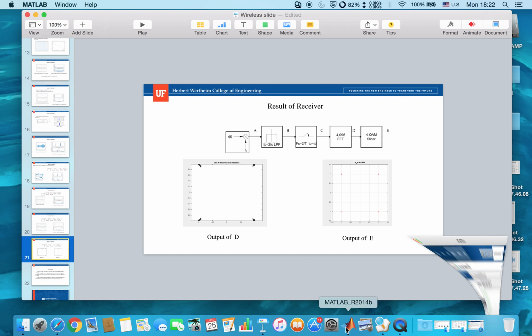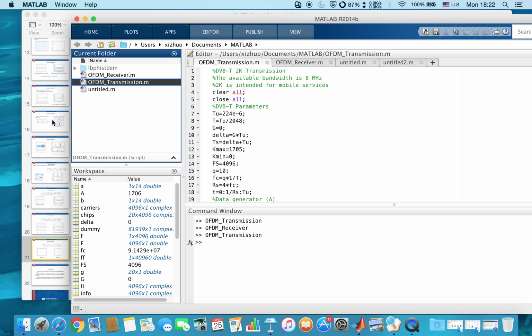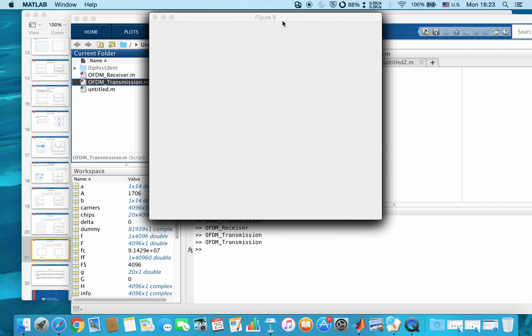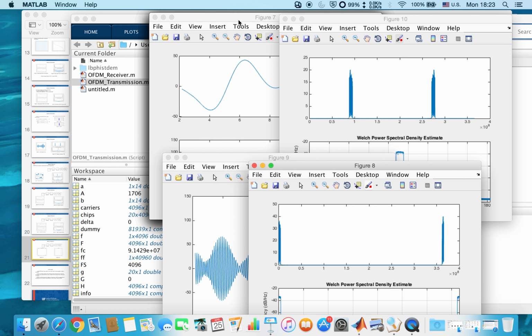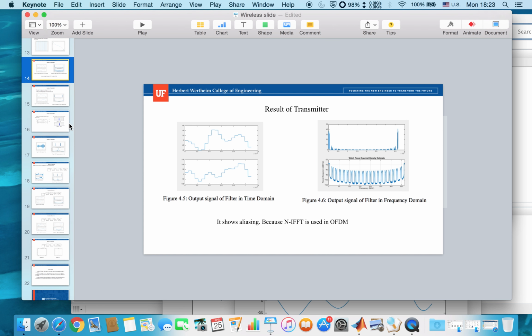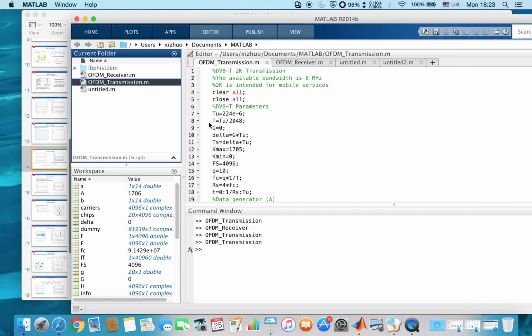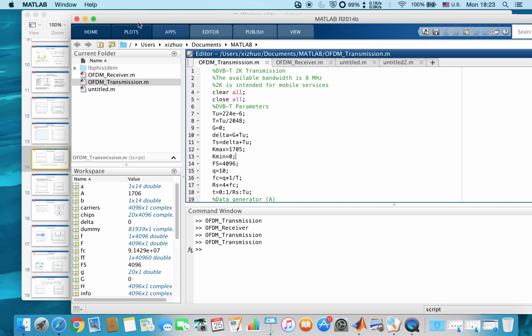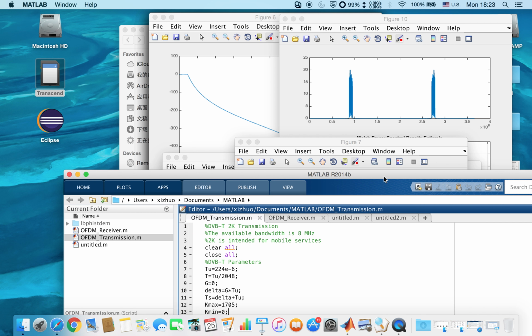And here is the MATLAB code, with which I can show all the pictures I get from the code. First is the transmission part, so I run it. You can see all the pictures. There are 10 pictures just like this. This is what I copied from the result, the pictures I get from the code. That code shows the transmission part.